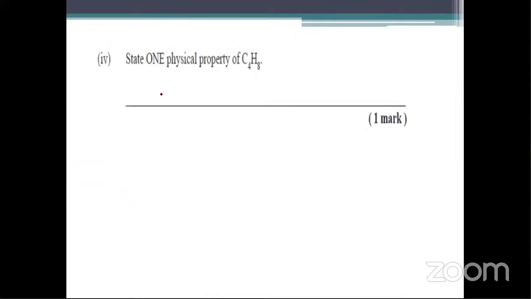All right, so the next question says, state one physical property of C4H8. So what are some physical properties of alkenes? Well, for hydrocarbons in general, you can put several answers. One, you know that most of them are gases. So you can say it's a gas. You can also say that they have low boiling points. That's another physical property. You can also say that they are less dense than air.